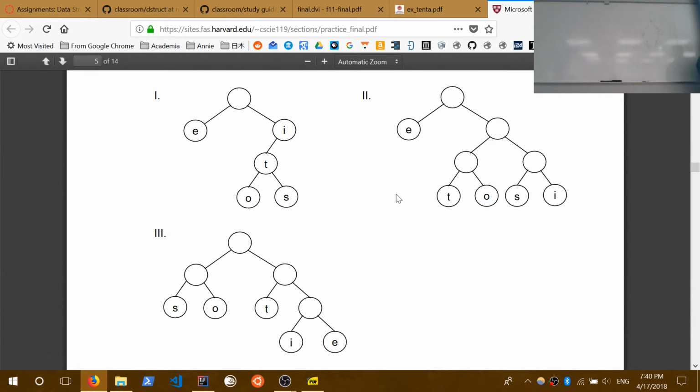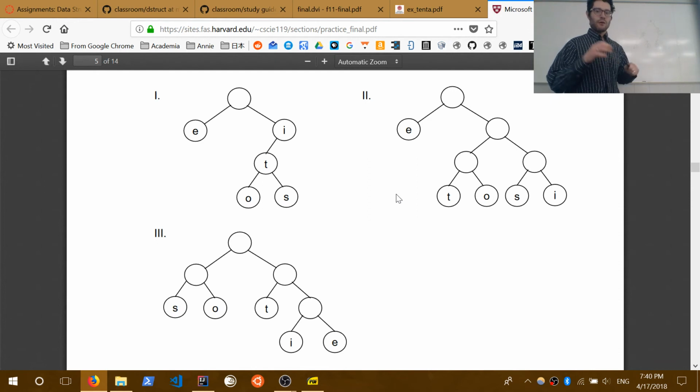All right, so can 1 be a Huffman tree for this document? No, it cannot be a Huffman tree for this document. What's wrong with this tree? Yeah, it has I and T in internal nodes. Your symbols have to be external nodes for a Huffman tree, right? So 2 and 3 both satisfy that.